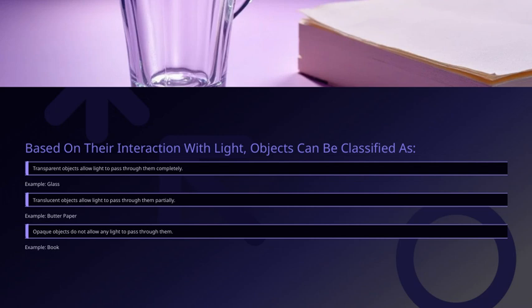First, we have transparent objects. These are objects that allow light to pass through them completely, meaning you can see clearly through them. A good example of this is glass. When you look through a glass window, you can see everything behind it clearly.